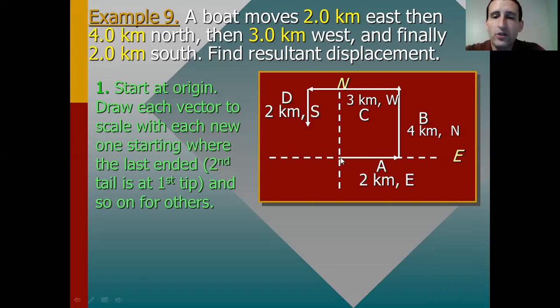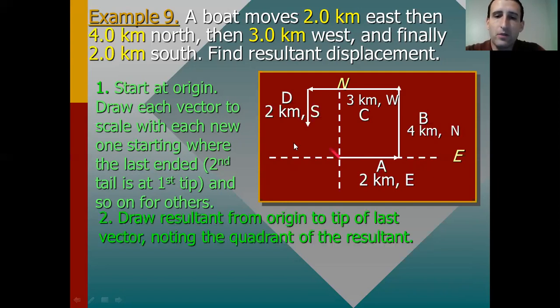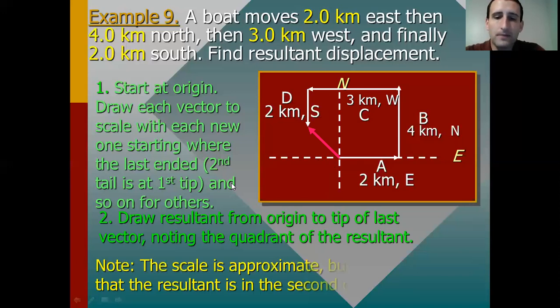And then our resultant is going to be from where we started to where we end. So we draw that in pink here, okay? So we can see we're going to be in the second quadrant, and that's what we would expect, a negative x value and a positive y value. So that's just the sketch to give us an idea. Now we go to the actual mathematics.